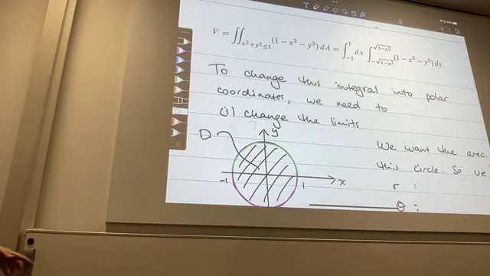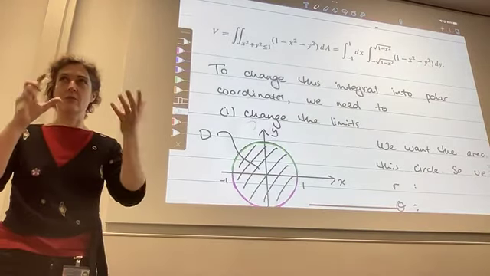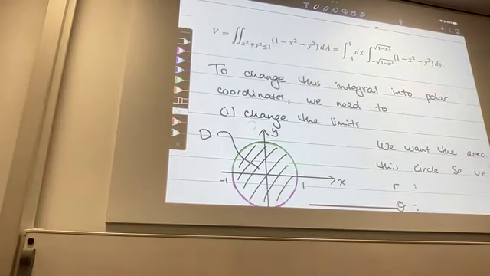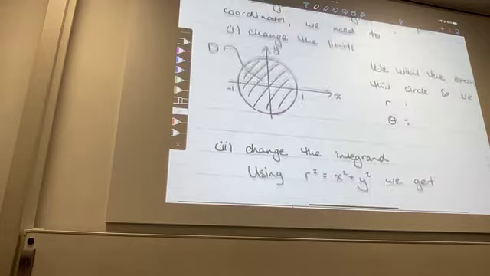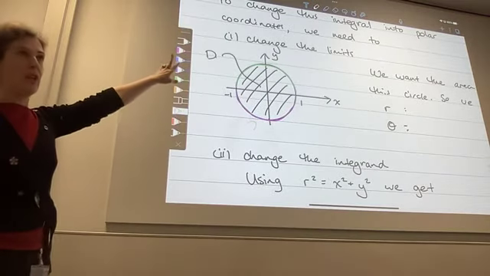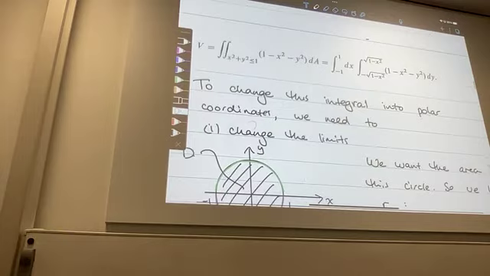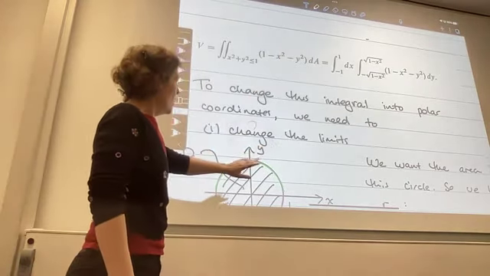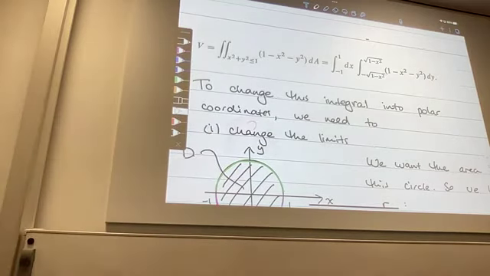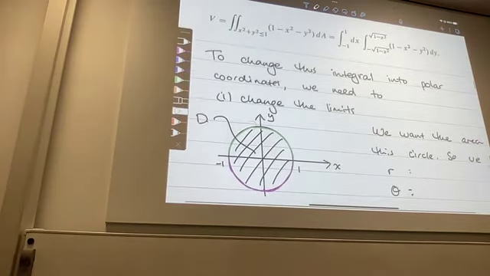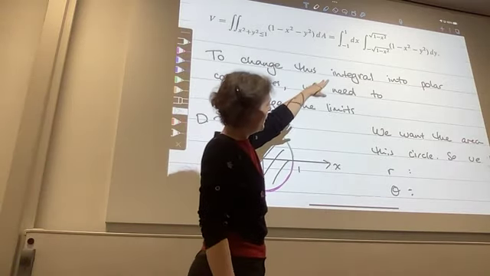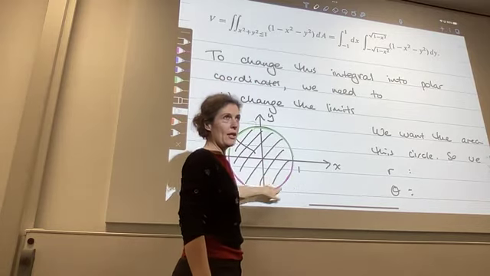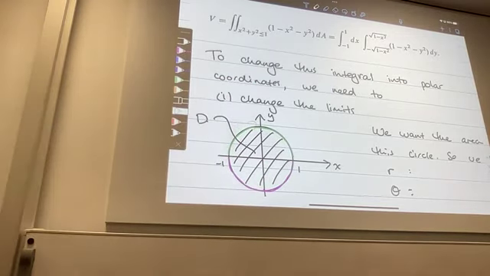Okay, so let's make our switch to polar. We have 3 steps, and you can do them in any order, but I like to do the hardest thing first. So we want to change the limits, because our limits at the moment involve x's, and we don't want that. Let's draw out the area that we're interested in. Our lower limit is minus root of 1 minus x squared, which is this purple line here. It's the lower half of a circle. So let me just mark that.